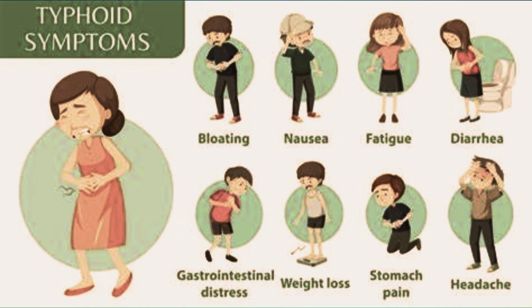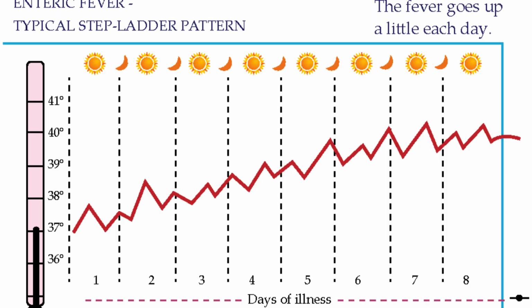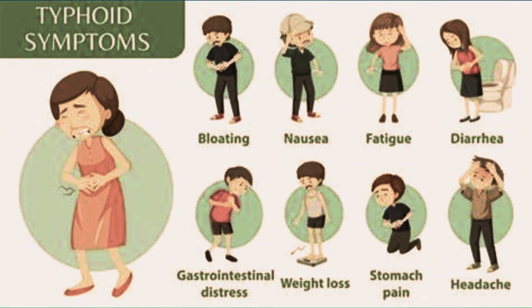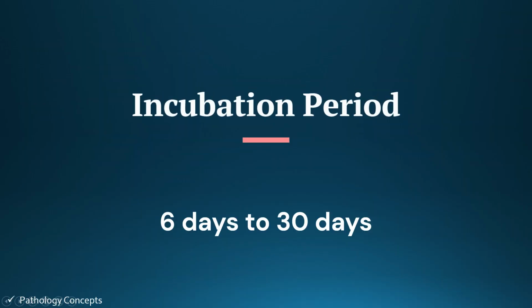The signs and symptoms of typhoid fever are fever more than 37.5 degrees centigrade, which is typically step ladder pattern. Other non-specific symptoms like headache, weakness, loss of appetite, abdominal pain, diarrhea, vomiting, and complication include intestinal perforation. The incubation period for typhoid fever is 6 days to 30 days.